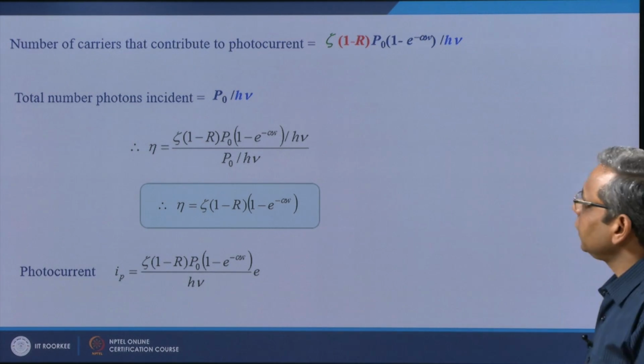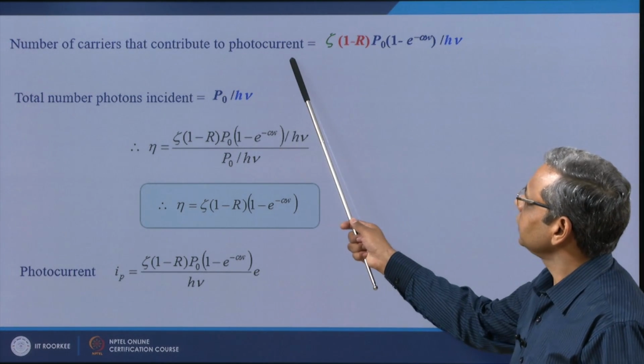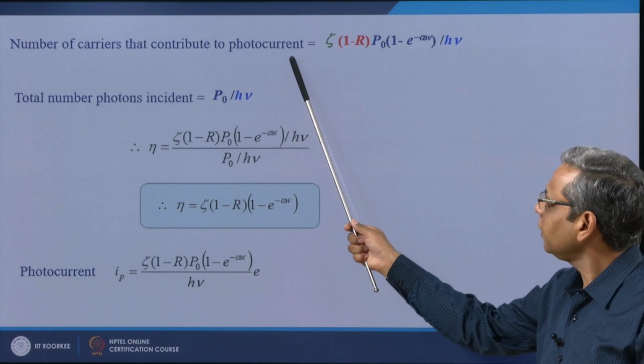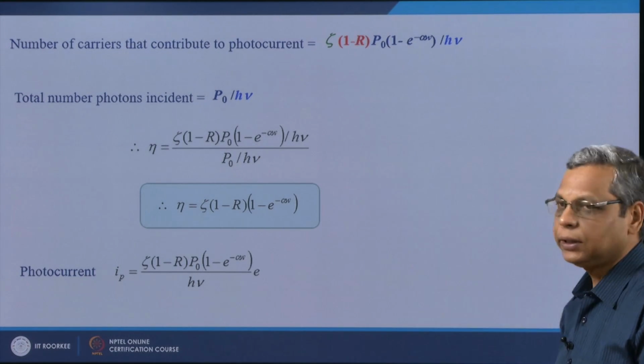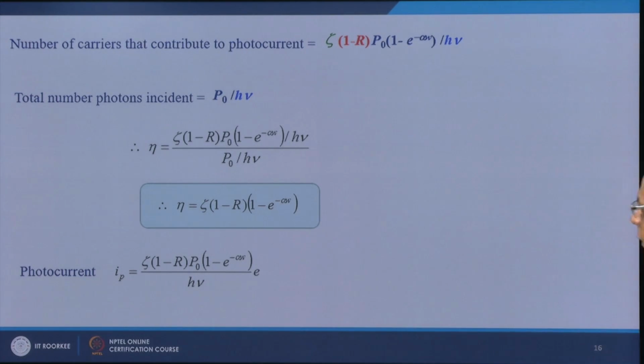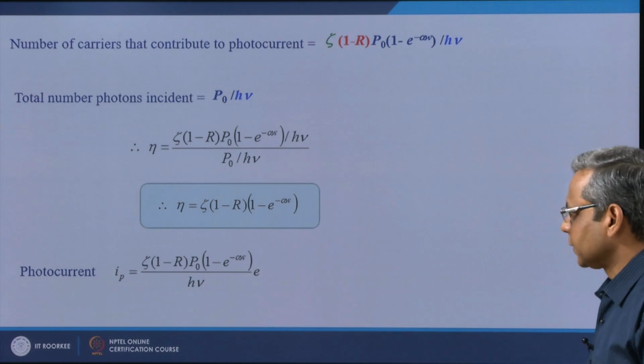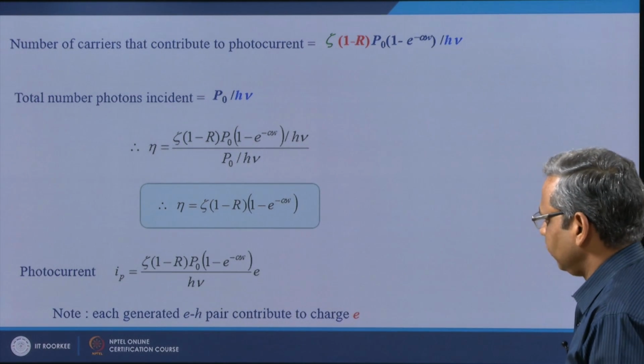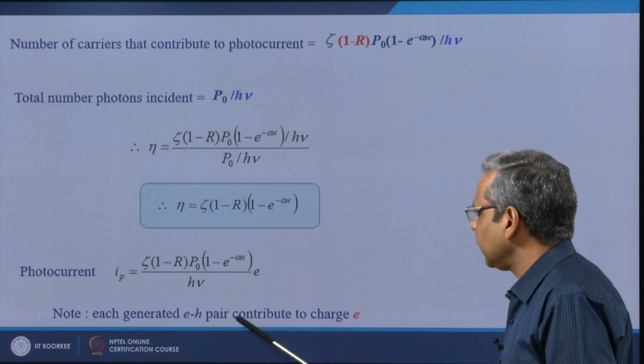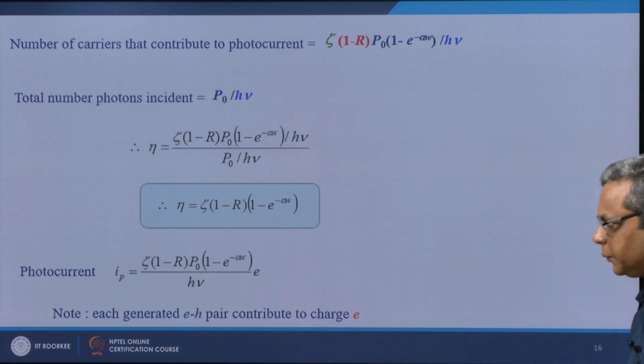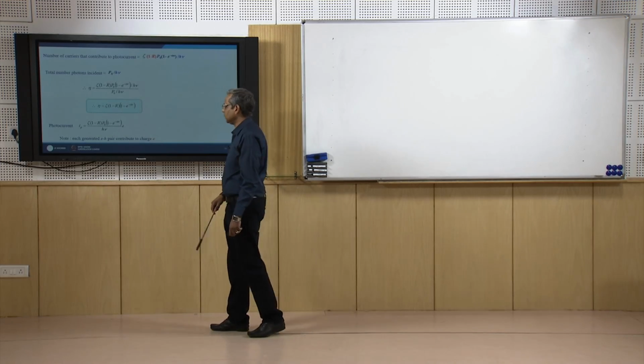What would be the photocurrent? Well, the number of carriers that contribute to photocurrent per unit time times the charge of one photo generated carrier. So, this would be given by this. You should note that each generated EH pair contributes charge e. So, this would be the photocurrent.